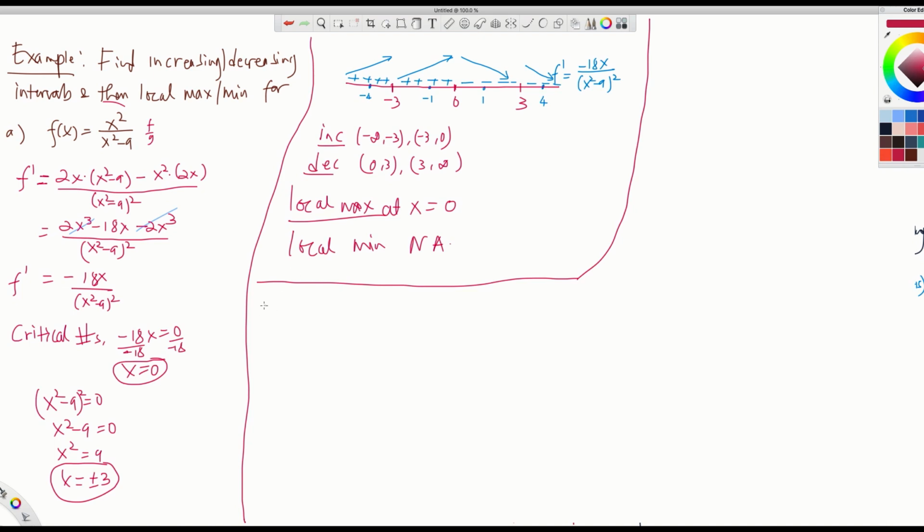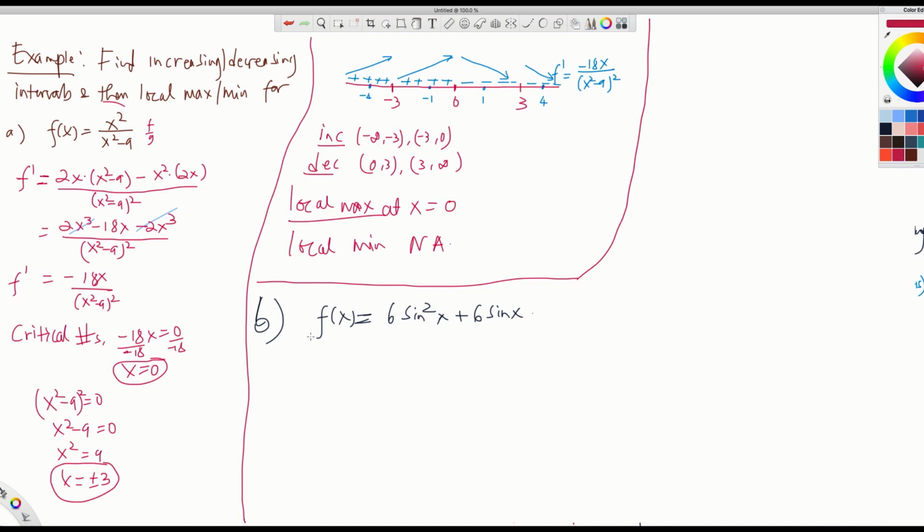Let's do the last example for this section. Part B: let's take a function with some trig functions, f(x) = 6 sin²x + 6 sin x. We'll follow all the steps again.